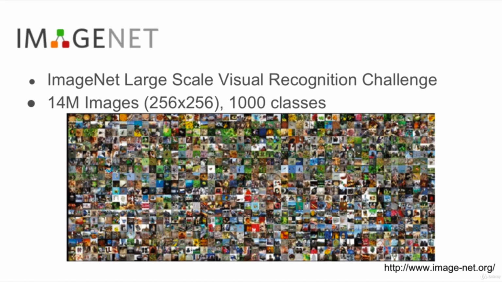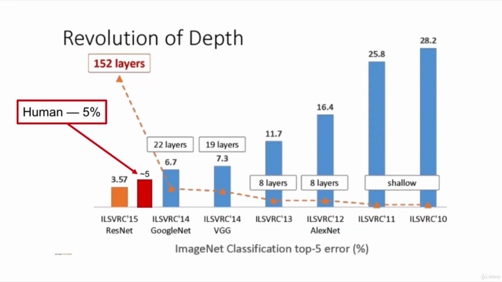There exists a competition called ImageNet Large-Scale Visual Recognition Challenge. The task for the competitors is the following. You have 14 million images of size 256 by 256. Each image is assigned to one out of 1000 classes: cats, dogs, frogs, etc. You have to build a classifier, an algorithm that takes an image as an input and returns the class of this image. This competition started in 2010 and the error on top 5 classes was 28%.